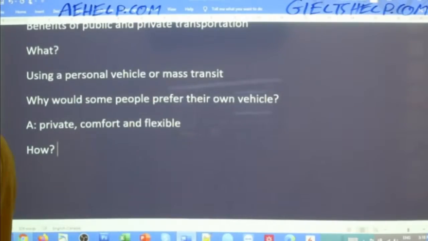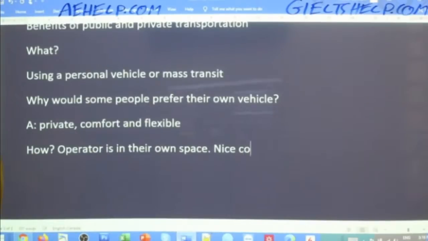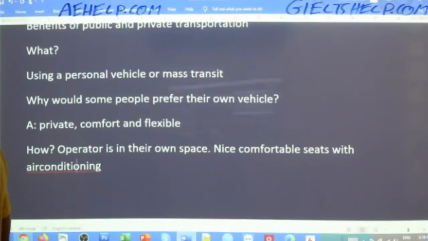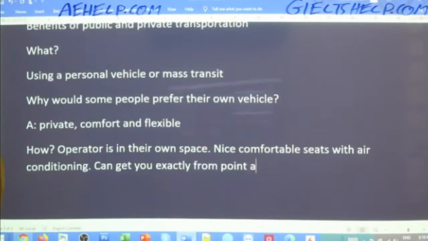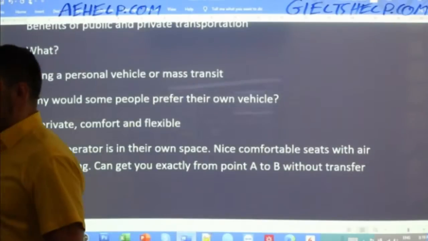Okay, how? So how is it private? The operator is in their own space. Comfortable seats with air conditioning. Obviously you don't have to write these out during the exam, but you do have to think about it, okay? And it can get you exactly from point A to B without transfer. Okay, so that would be the how.